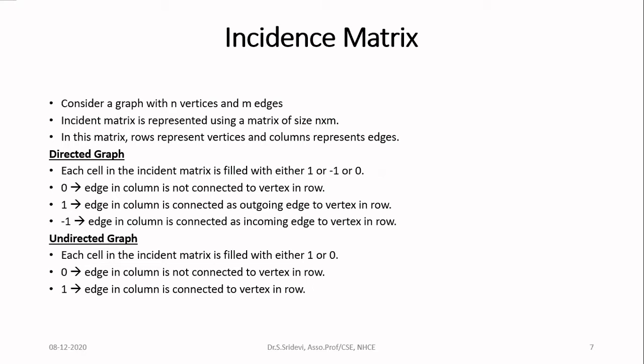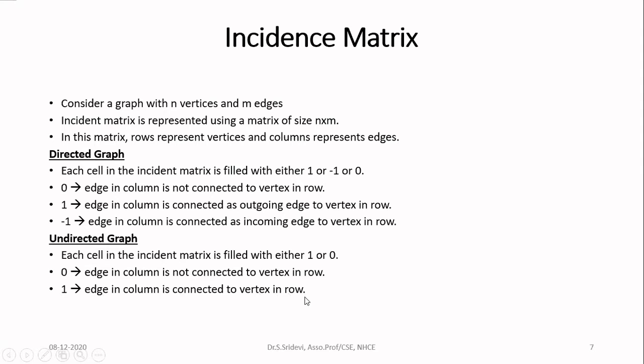If you consider the undirected graph, in this, we are going to tell whether there is a connection or not. We don't want to specify the direction. So no need for three different values here. You will use only two values, 0 or 1. So every cell in the incident matrix of the undirected graph will be filled with either 0 or 1. If you have 0, it will tell you that edge in the column is not connected to the vertex in the row. If it is 1, edge in the column is connected to vertex in the row.